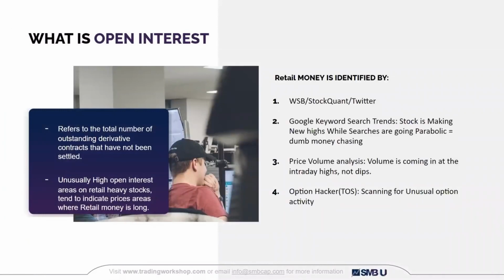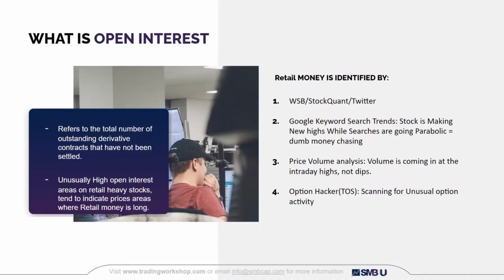So open interest refers to the total number of outstanding derivative contracts that have not been settled. A lot of the time you'll see high open interest on whole numbers, like on AMC, for example, in the 40s, 45s, 50s. So you see these whole numbers be really significant and have high open interest. Unusual high open interest areas on retail heavy stocks tend to indicate price areas where retail money is long.